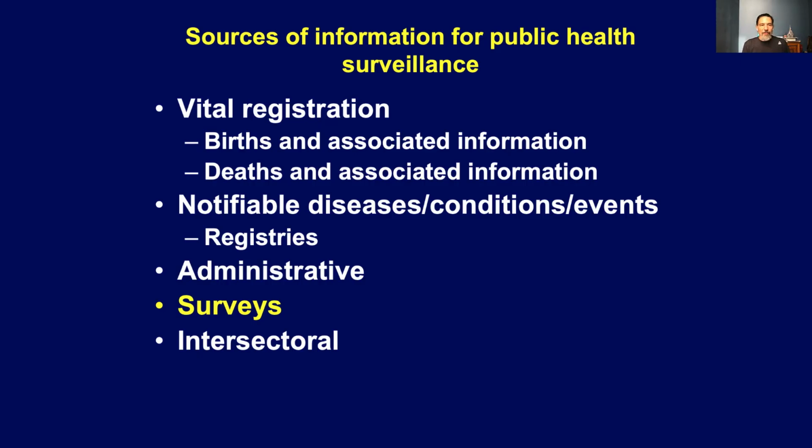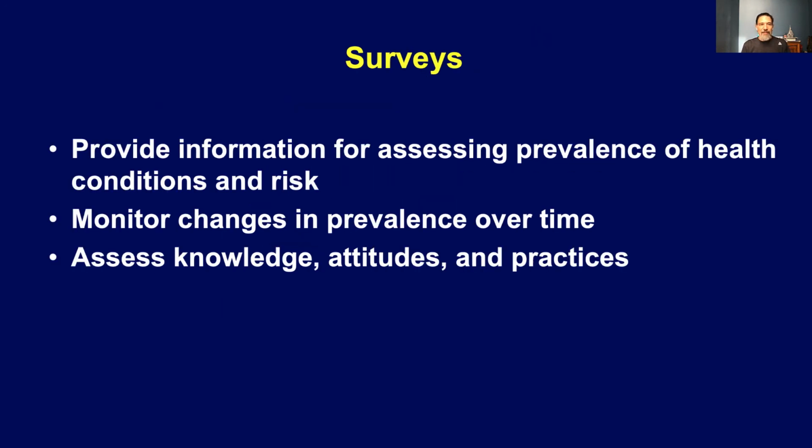Another important source of information for public health surveillance is surveys. So these are the kinds of things that can be useful when you can't get the information you need from activities that are happening in the healthcare system, or that are information generated by laboratories. So these are useful for really assessing prevalence of health conditions in the population, and also risk factors. And you can conduct surveys repeatedly over time to monitor changes in prevalence. And importantly, you can also assess things like knowledge, attitudes, and practices around specific health conditions, or across a range of things.